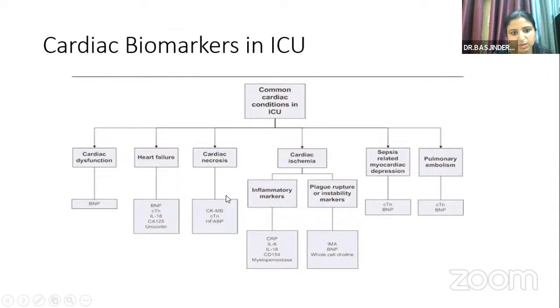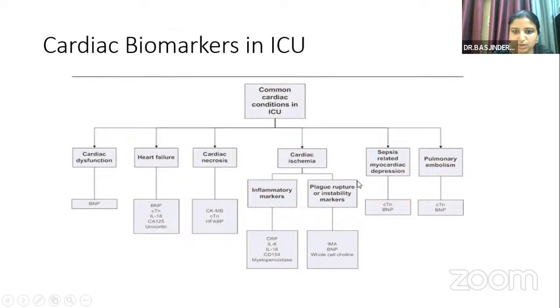Cardiac necrosis, where the cardiac troponins get increased, and also heart-type fatty acid binding protein, H-FABP, will be raised. Then cardiac ischemia can occur, and in cardiac ischemia, as we'll learn in the next slide also, there can be an inflammatory phase and a plaque rupture or instability phase. Inflammatory markers can be CRP, IL-6, IL-18, myeloperoxidase, and plaque rupture biomarkers can be BNP and whole blood choline.